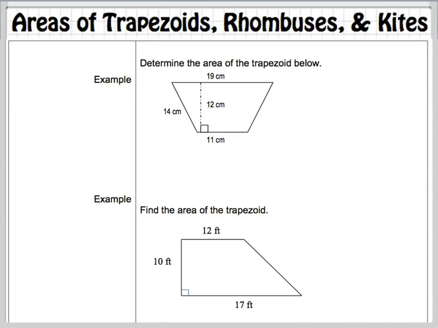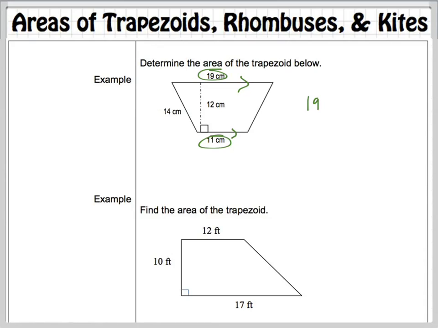Come on, students. What two numbers are our bases? 11 and 14 or 19? 19. How do I know for sure? I know for sure because they should be parallel to each other, and it should appear that way. And this one clearly appears that way.